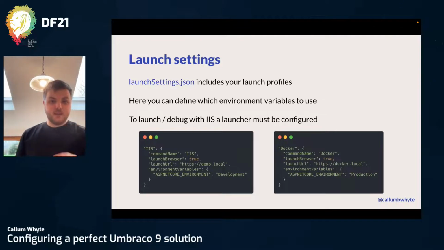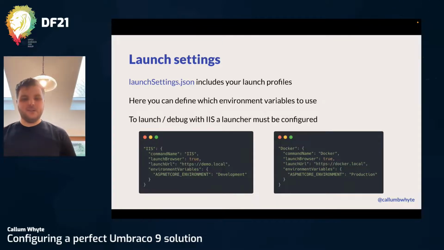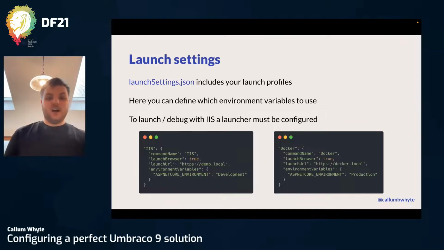Launch settings.json is included in your project, and you can do everything you need in there. This is where you can define your launch profiles to say, when you hit that big green button at the top in Visual Studio, what happens? What actual commands are you going to execute? In this case, I've got 2 examples, one for IIS. If you want to run your application in true full IIS instead of IIS Express, you can do that here, and Docker as well. And you can then set which environment variables you want to use.